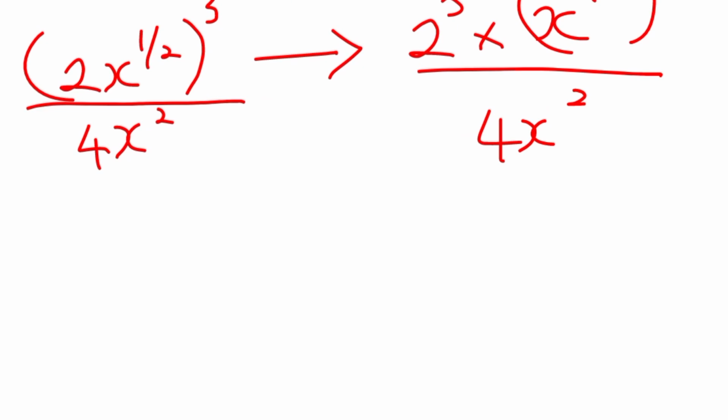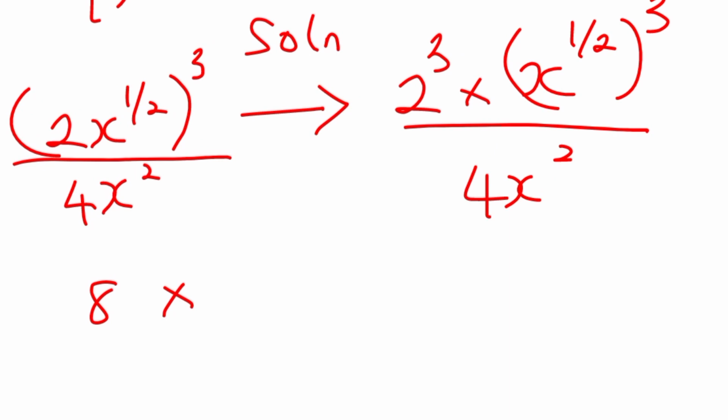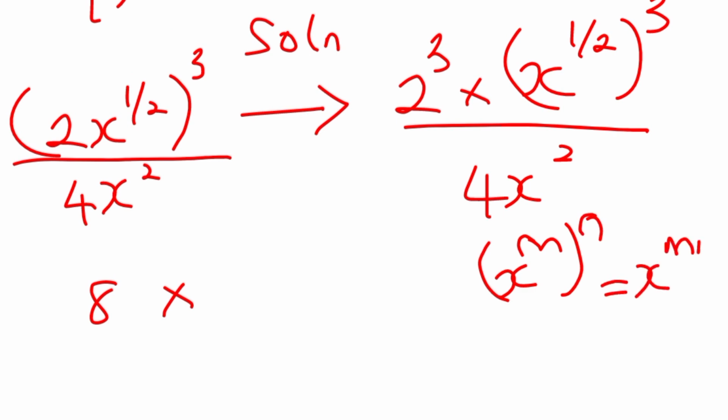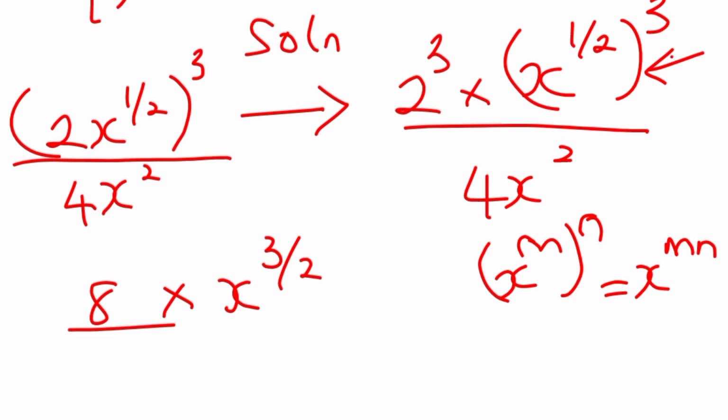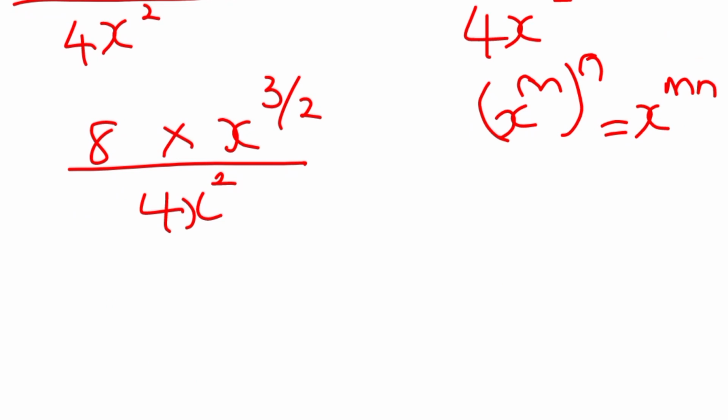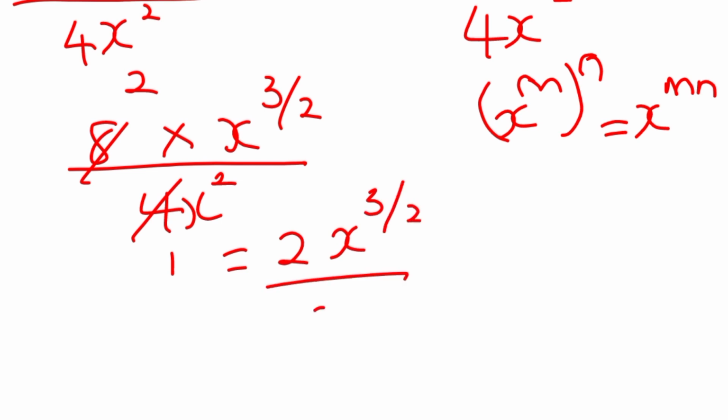2 to the power of 3 is the same thing as 8, times, and now according to indices, whenever we have (x^m)^n, it is the same thing as x^(mn). So we apply that to this, and we end up having x to the power of 3/2, now all divided by 4x^2. Now as we can see, we can cancel some numbers out. 4 goes into 8 two times, and 4 goes into 4 one time. So we end up having 2x^(3/2) divided by x^2.